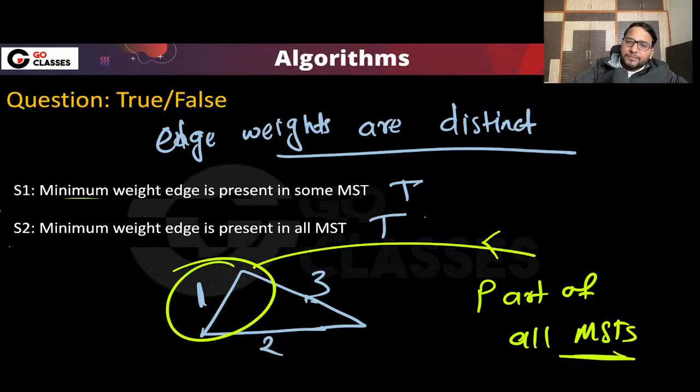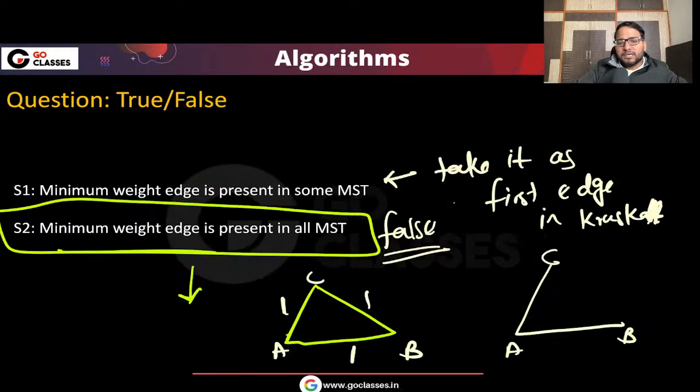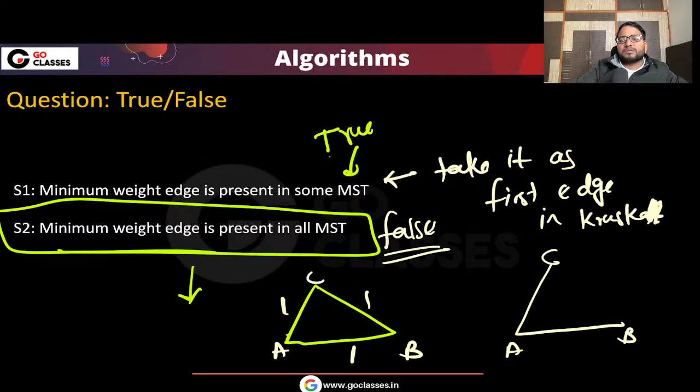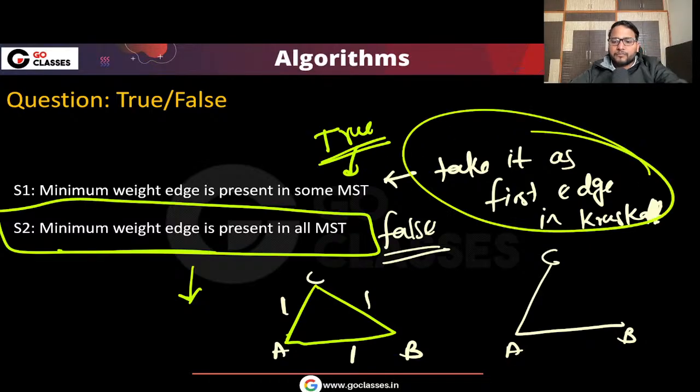If the edge weights are not distinct, then it may be the case that it is not part of all MSTs. Is it a part of some MSTs? Yes, you can make it the first edge in Kruskal's.